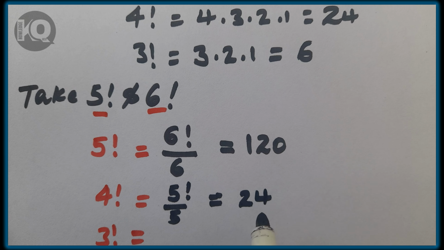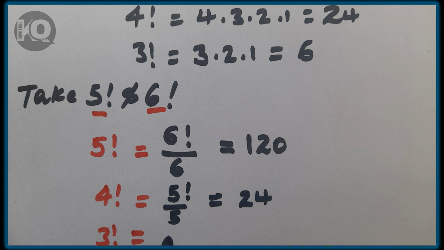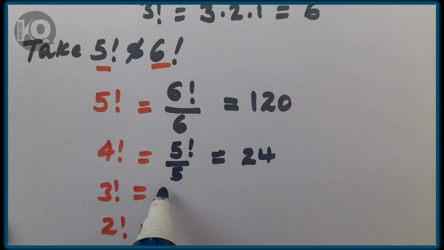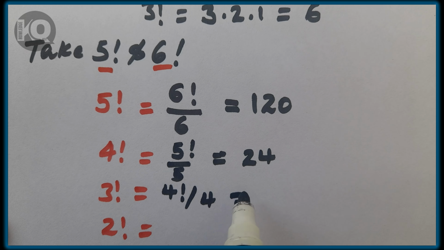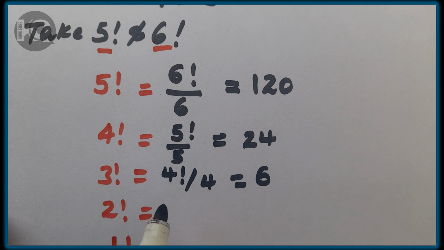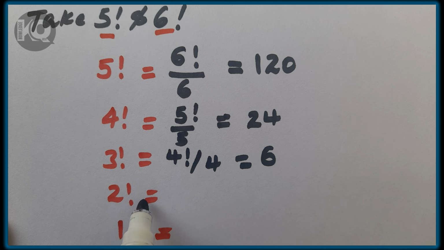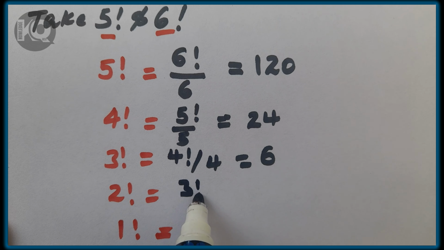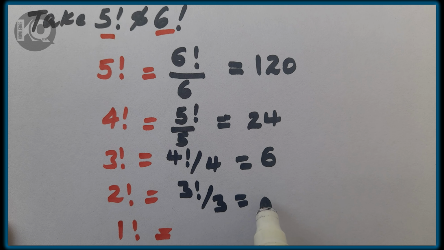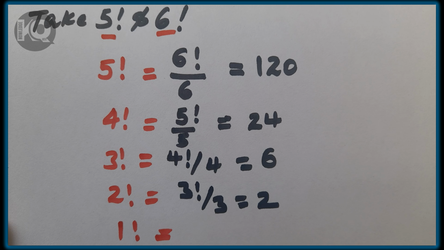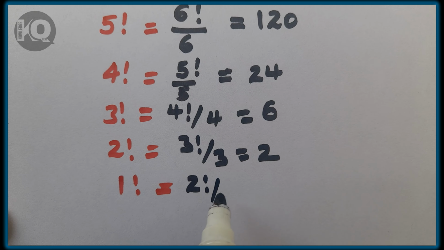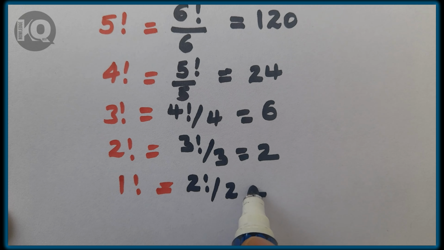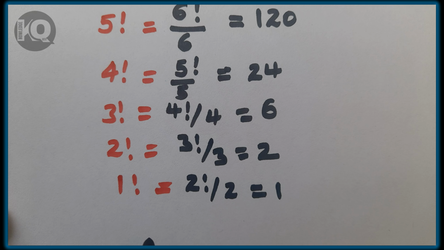24. And 3 factorial will be 4 factorial divided by 4, which is equal to 6. And then 2 factorial will be 3 factorial divided by 3, which is equal to 2. And 1 factorial will be 2 factorial divided by 2, which is equal to 1.